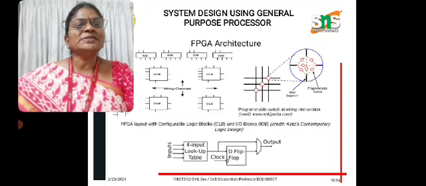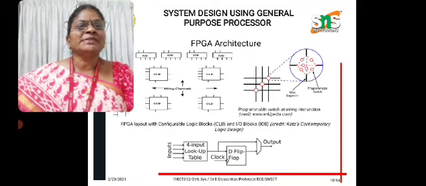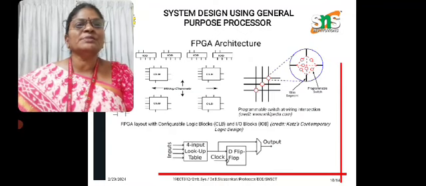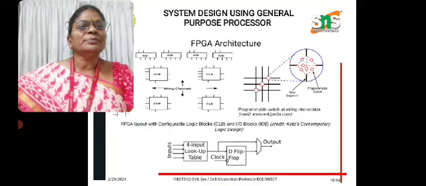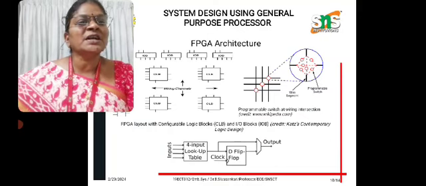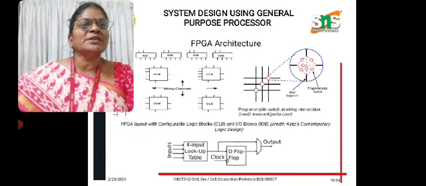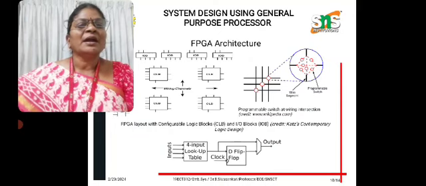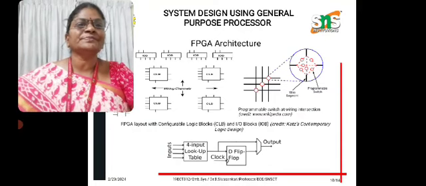Right? So this is the architecture of FPGA, field programmable gate array architecture. So it is a layout with configurable logic blocks. CLB means configurable logic blocks. You can see how the logic blocks are connected by using wiring channels. So the programmable switch at wiring intersections, and IOB is said to be input output blocks, and CLB is said to be configurable logic blocks.